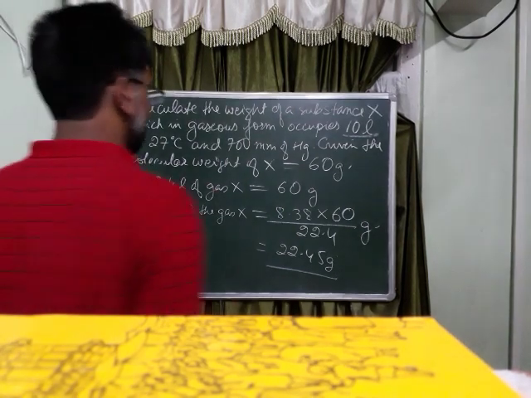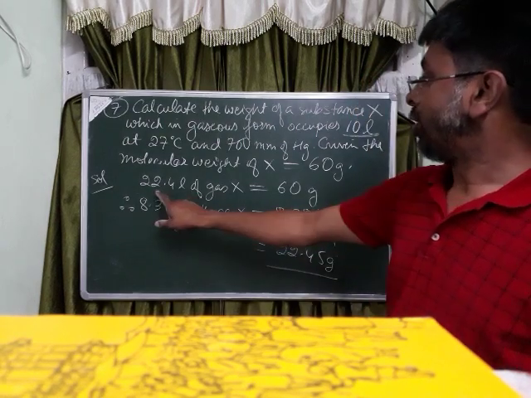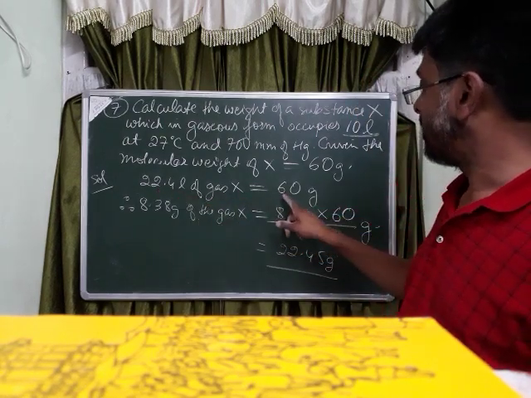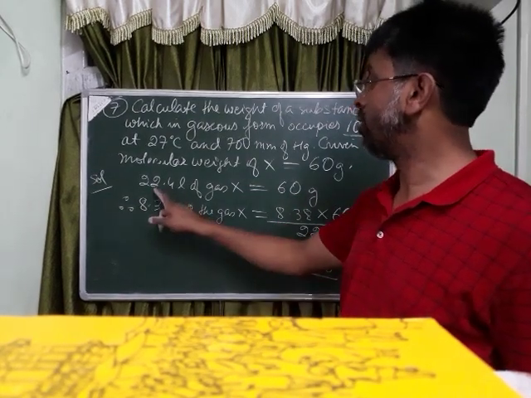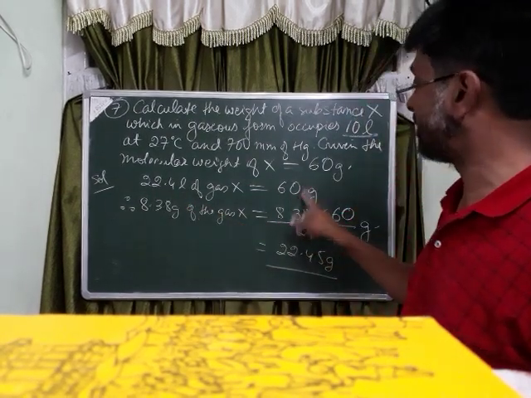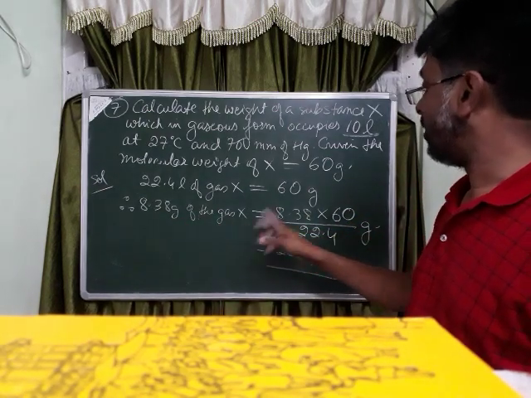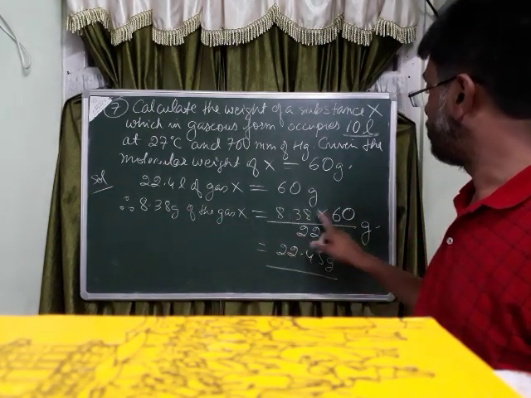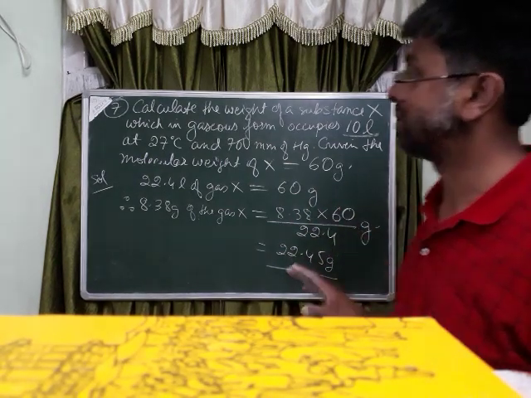Okay. Now please check the answer properly over here. 22.4 liters of the gas X is weighing 60 grams, which is the molecular weight of the gas. Standard molar volume equivalent to its molecular mass. Therefore, 8.38 grams of the gas will, over here, 8.38 into 60 divided by 22.4, you get the answer 22.45 grams. That is the answer, number 7.